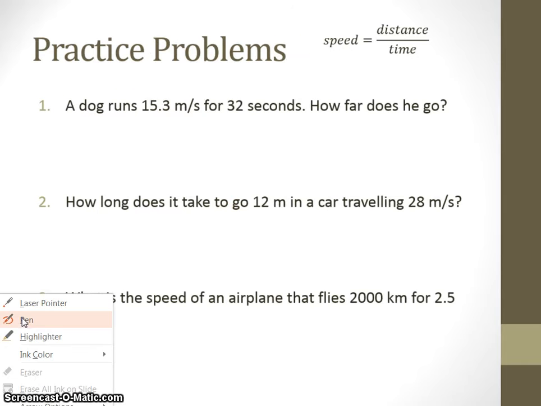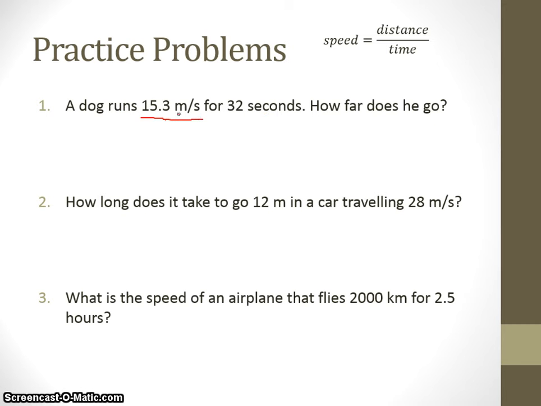All right, we're going to do a few more practice problems here using the speed equation. But what we need to be able to practice here is, we read a question. A dog runs 15.3 meters per second for 32 seconds. How far does he go? Well, we need to know what these numbers actually stand for. This is the speed. Now, how do I know that? Because it says meters per second. This is the time, because it's 32 seconds. This is a unit of speed. This is a unit of time. So I know that this is the speed, that's the unit of time, and that's the time.